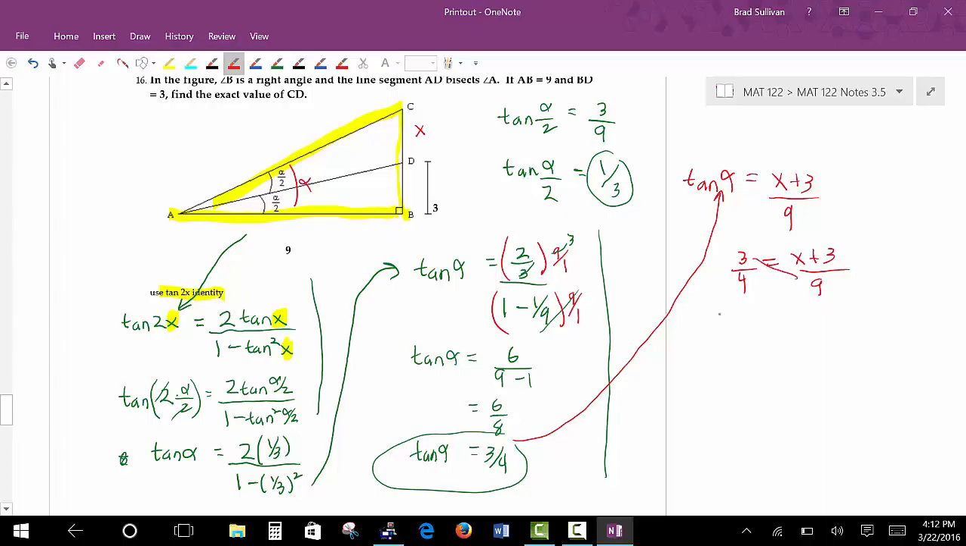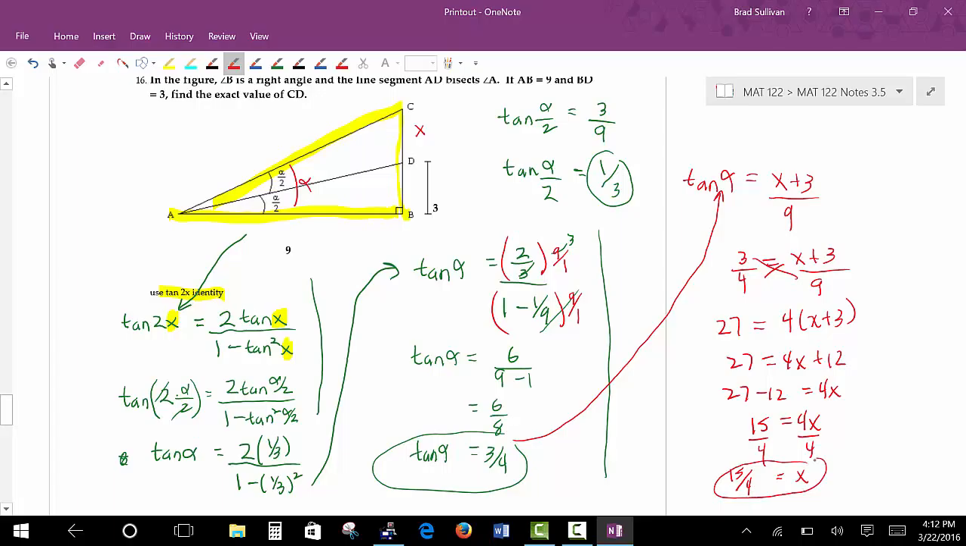So this is going to be 3 times 9 is 27 equals 4 times x plus 3. So that is 27 equals 4x plus 12. Subtract 12 from both sides, which is going to give, what's that? 27 minus 12 is 15. 4x, and then we can divide by 4. So we get x is equal to 15 over 4 as the answer to that problem.